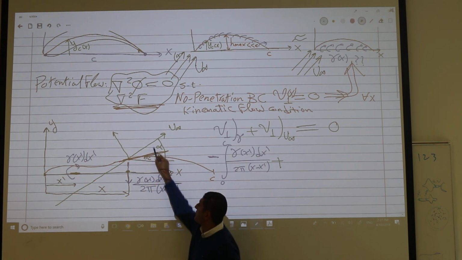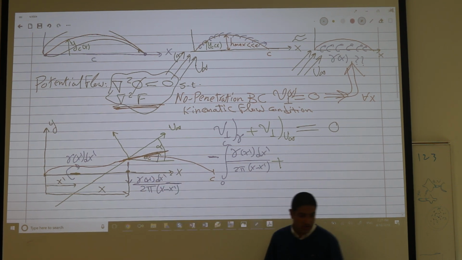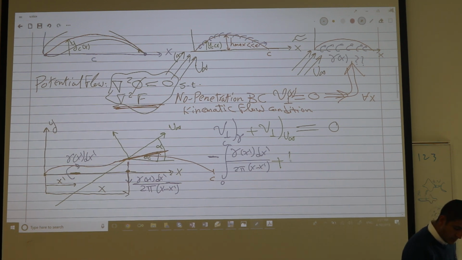So this angle is alpha minus theta. Is it cosine or sine? Cosine or sine? Alpha minus theta camber.